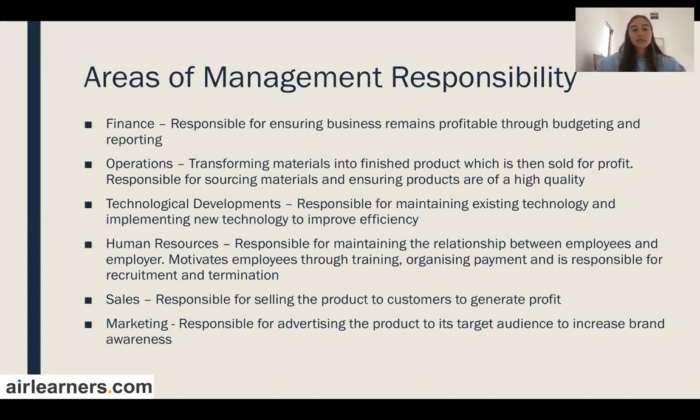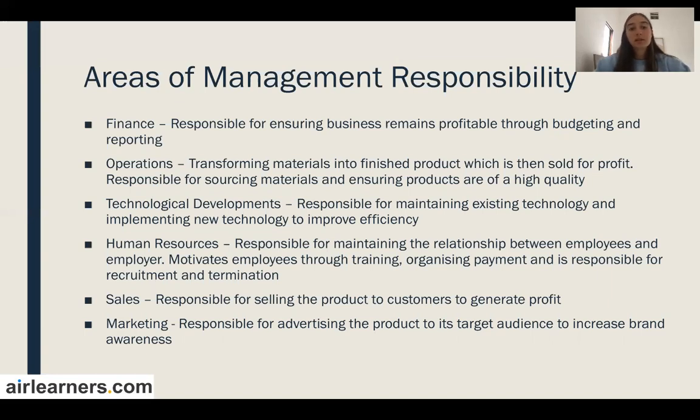The next area of management responsibility is operations, and this comes up more in the Year 12 study. So for now, it's just good to have a definition, a brief idea of it, but we'll go into a lot more detail later on. So operations is responsible for transforming the materials, so the raw inputs used, into your finished product, which is then sold for profit. So if you're making clothes, you need to turn the cotton, the dyes, and fabrics into a finished t-shirt. And so the operations manager is responsible for finding those inputs and purchasing them from suppliers and ensuring the products are of a high quality.